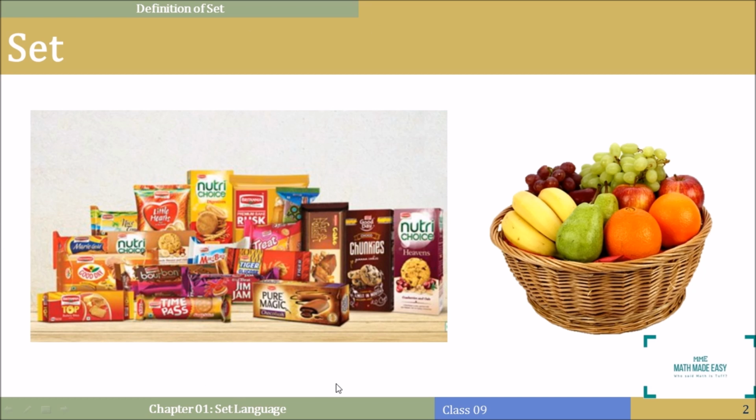And on the other hand we have a fruit basket. In this fruit basket we have grapes, apples, oranges, pears, and bananas. So what is the mathematical way to represent these two? We can represent these things mathematically. Can you even believe that? So that is actually a set.